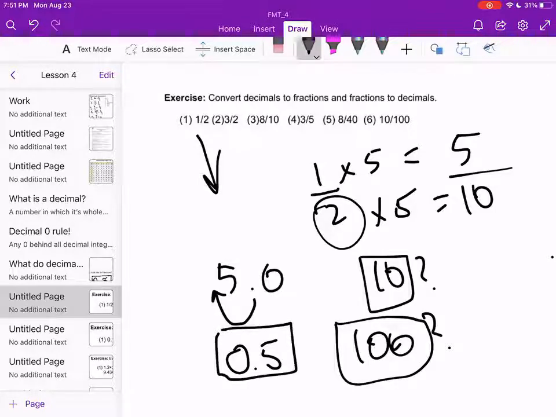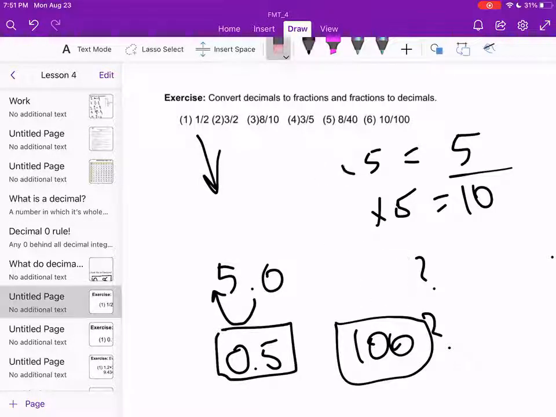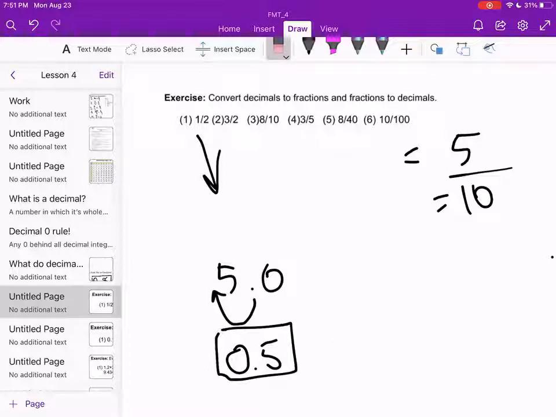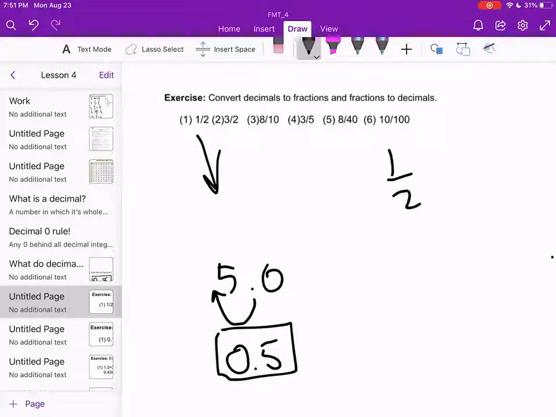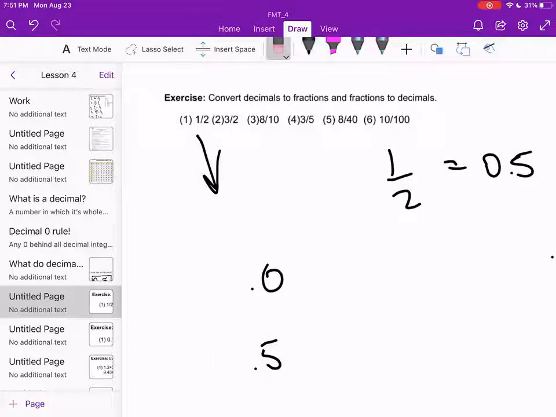Right, so that's a really easy way to find. Also, this should just be in your memory. It's a really simple fraction: 1/2 is 0.5. All right, let's go over the next question.